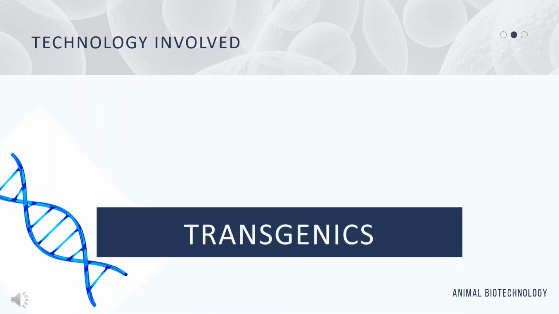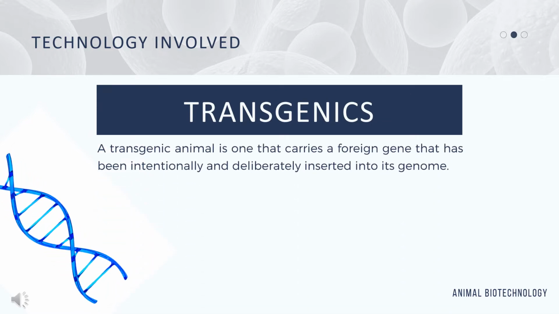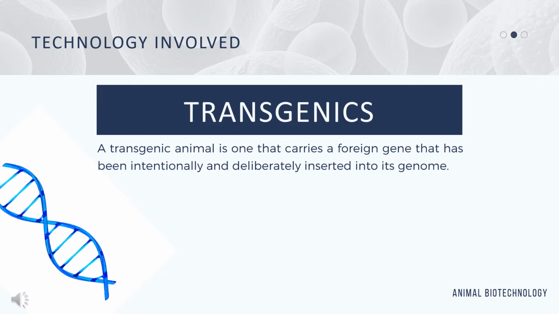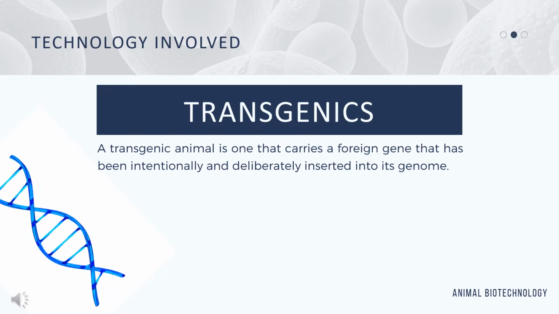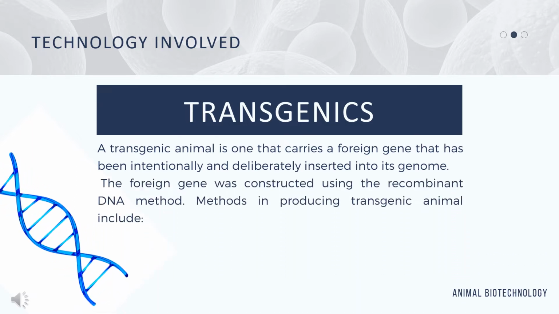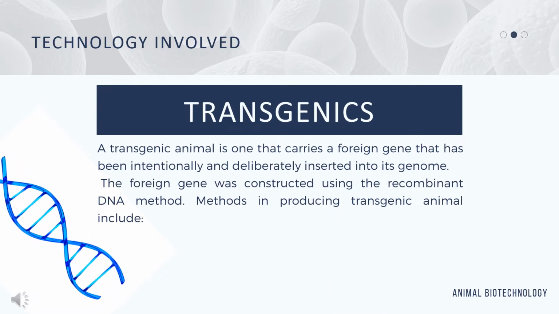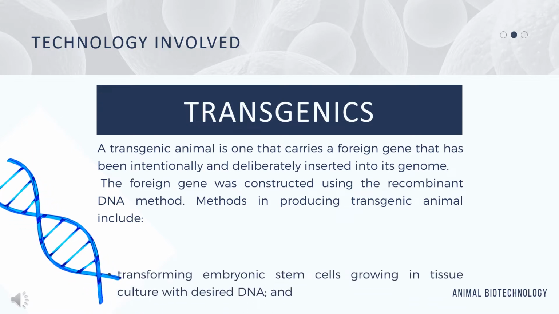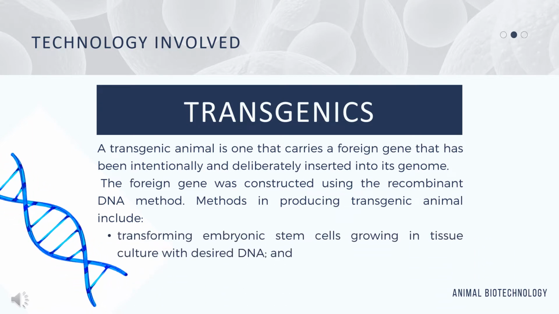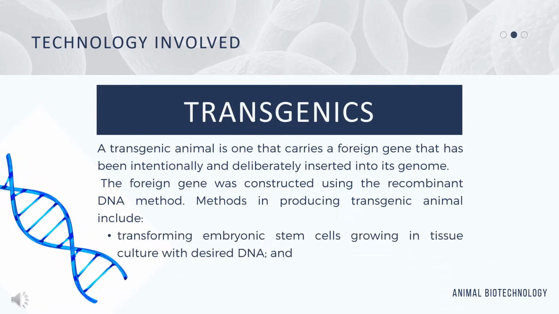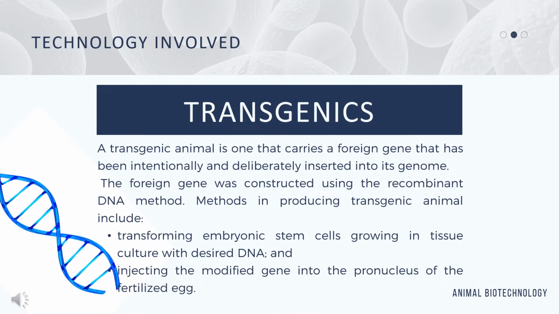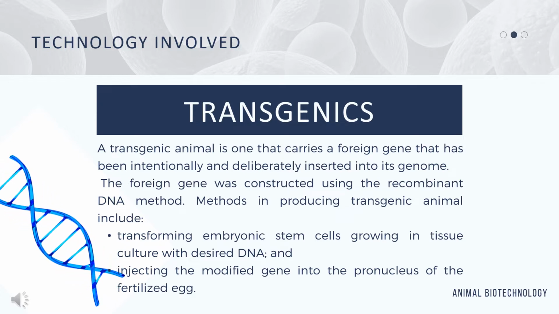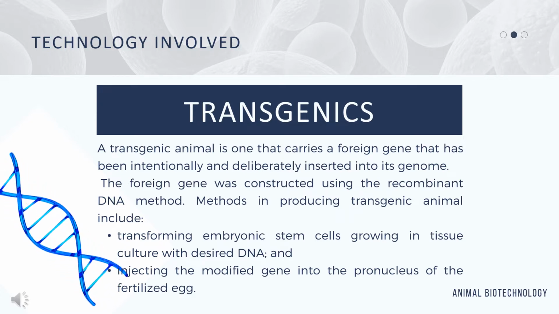First is transgenics. A transgenic animal is one that carries a foreign gene that has been intentionally and deliberately inserted into its genome. The foreign gene was constructed using the recombinant DNA method. Methods in producing transgenic animals include transforming embryonic stem cells growing in tissue culture with desired DNA and injecting the modified gene into the pronucleus of the fertilized egg. To better understand the two methods in transgenics, I will discuss them thoroughly.